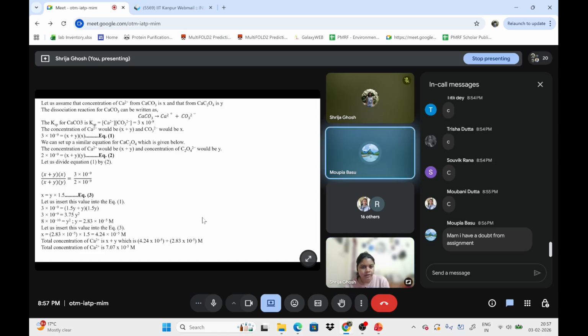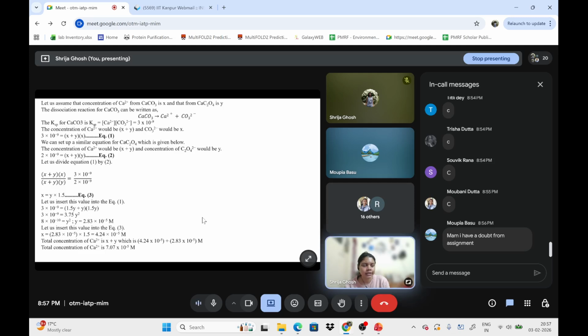Yes, ma'am. So whatever S you are getting from the KSP, for OH minus it would be 3S. Like for this thing, the OH minus concentration would be 3S. So whatever S you are getting, the OH minus concentration will be 3 times that. And then from that, you can calculate the POH and pH.